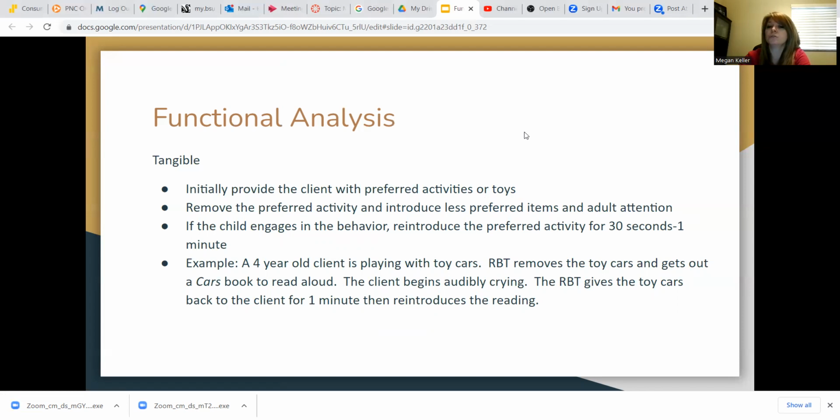The RBT removes the toy cars and gets out a Cars book to read aloud. The client begins crying audibly. The RBT gives the toy cars back to the client for 1 minute and then reintroduces the reading.